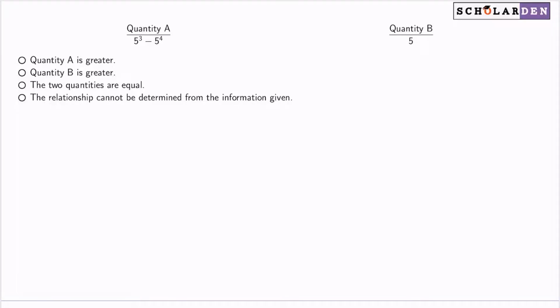Anderson here. Let's go ahead and take care of this question here. Quantity A, 5 cubed minus 5 to the power of 4. And quantity B is just 5. So in this type of problem, what we want to do is compare these two values quantitatively. So one's greater than the other, they're equal, or you just can't determine the relationship with the information given.